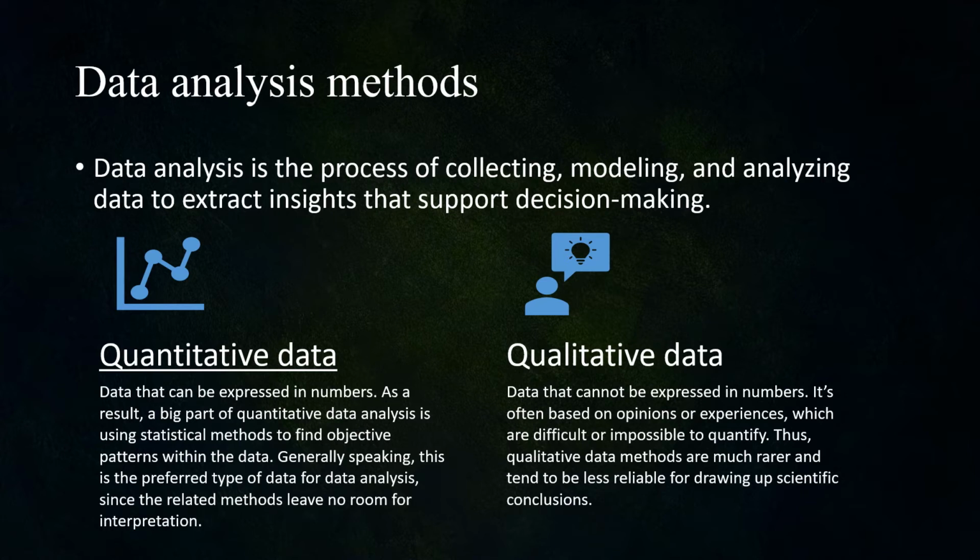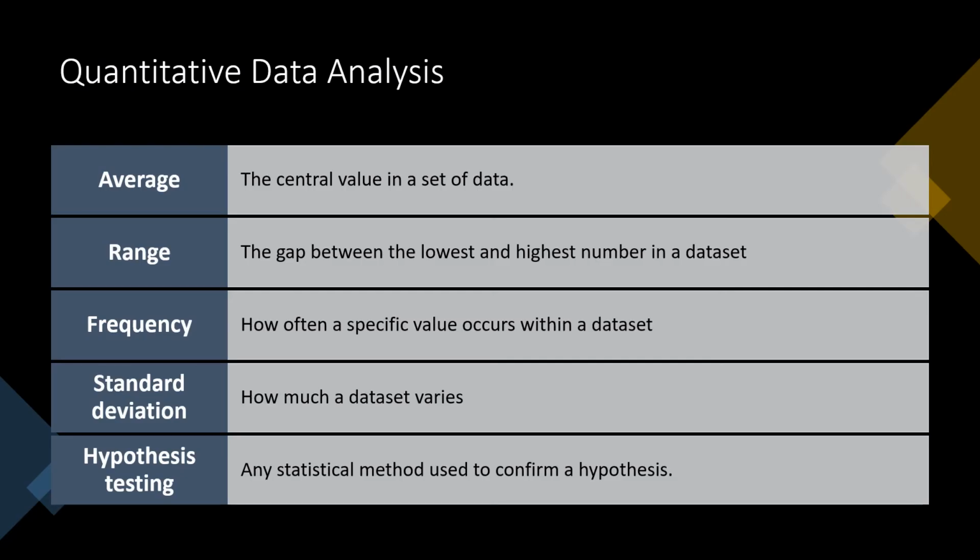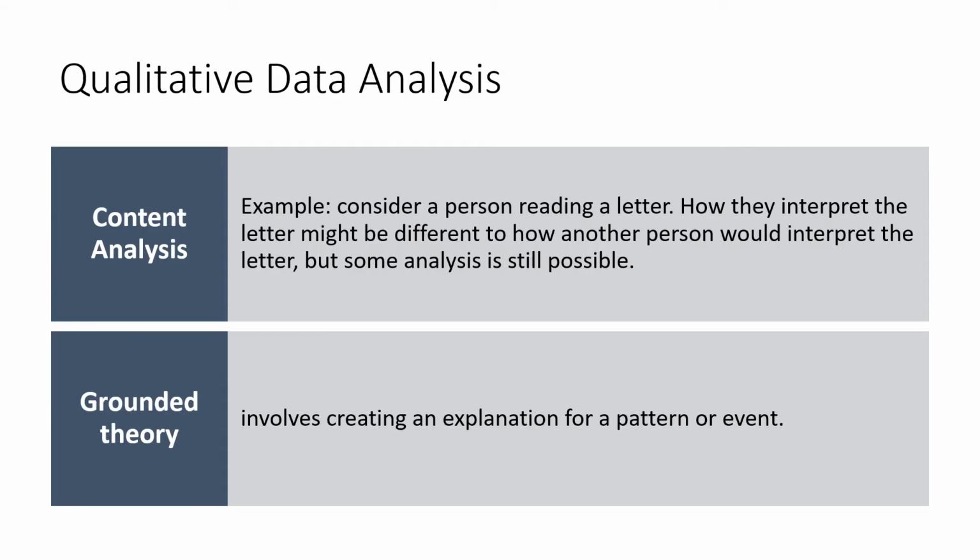Okay, there are two types of data analysis methods, quantitative and qualitative. Quantitative can be expressed in numbers, and qualitative cannot be expressed in numbers. Examples of quantitative data analysis are average, range, frequency, standard deviation, and hypothesis testing. For qualitative data analysis, you may analyze by content analysis or grounded theory.